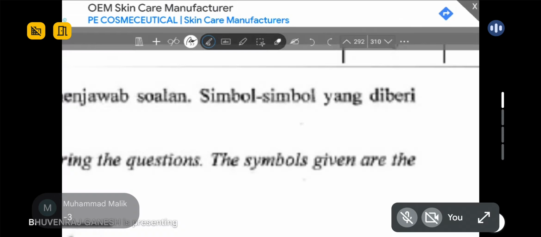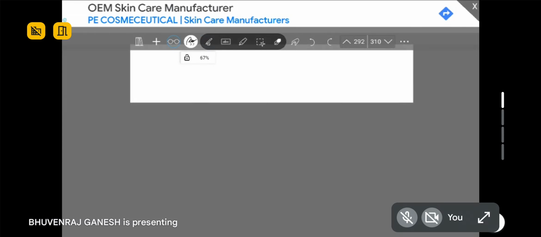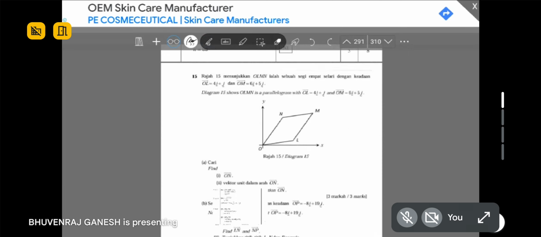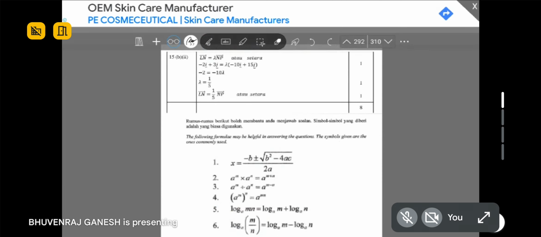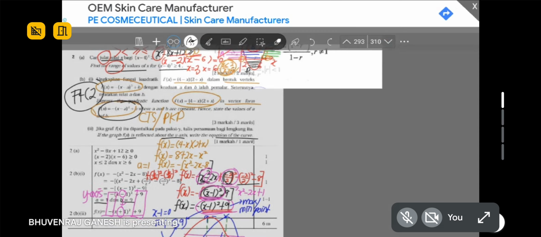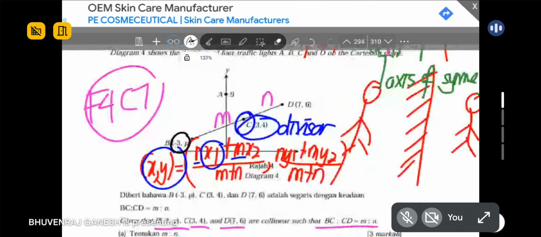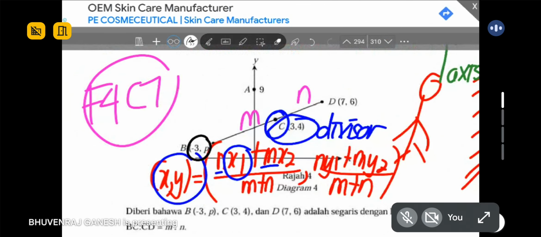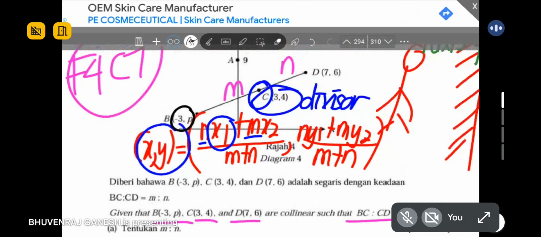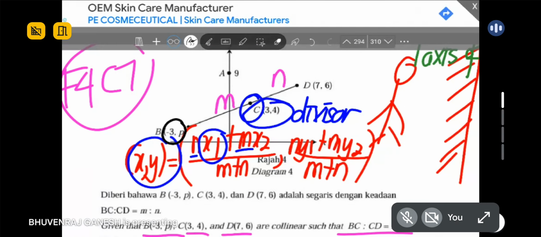Negative 3 or P? Wait, sorry, just now it went so far. Okay, negative 3 or P, guys? Yes, negative 3. Correct. Okay, and then X2, you substitute with what, guys?